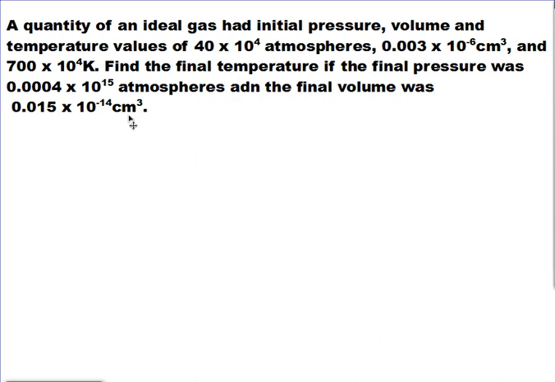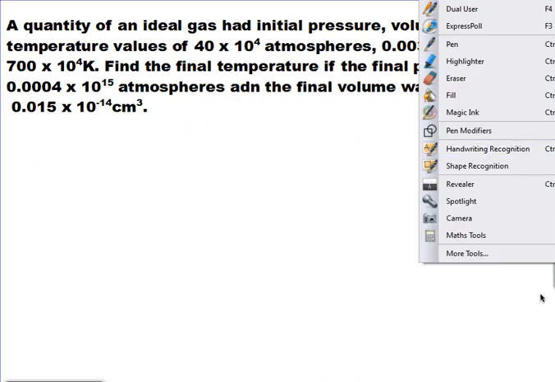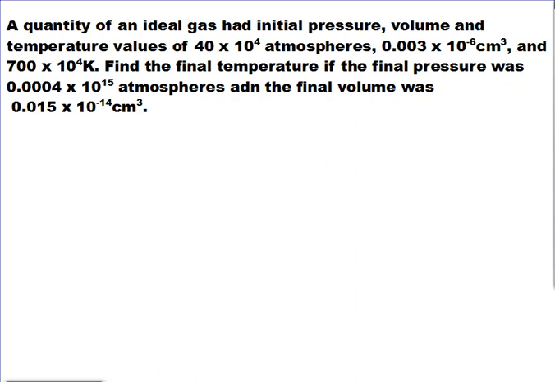We have the quantity of an ideal gas with initial pressure, volume, and temperature values of 40 times 10 to the 4th atmospheres, 0.003 times 10 to the negative 6 centimeters cubed, and 700 times 10 to the 4th Kelvin. Find the final temperature if the final pressure was 0.0004 times 10 to the 15th atmospheres, and the final volume was 0.015 times 10 to the negative 14 centimeters cubed. We're still going to be plugging numbers into our P1 V1 over T1 equals P2 V2 over T2 formula, but instead we're finding answers with scientific notation.